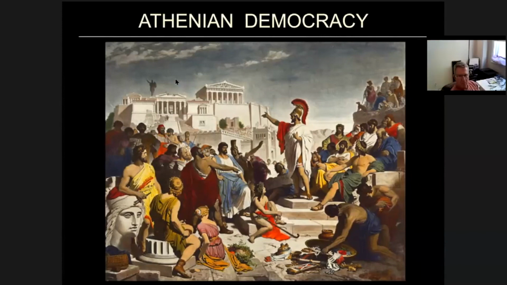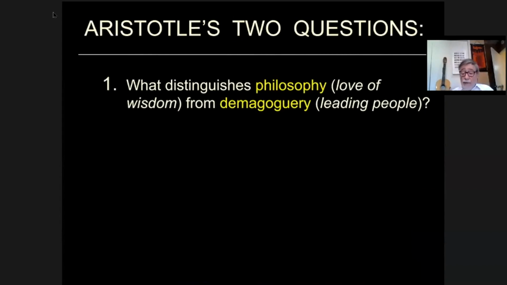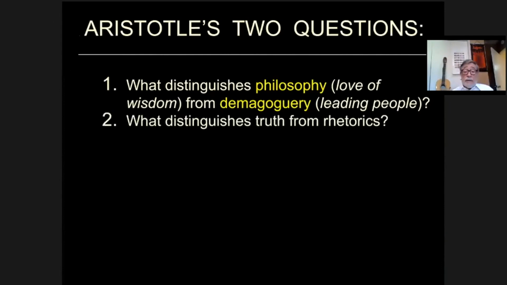And people craved the idea of objective truth, which supposedly the axiomatic system of Euclidean geometry offers them. Aristotle was the first who came out with some questions about this connection. And he says, what distinguishes philosophy that we all love, the love of wisdom, from demagoguery? The one that literally stands for moving people or leading people. And he attributed it to the difference between truth and rhetoric. Then the question is, what distinguishes truth from rhetoric?